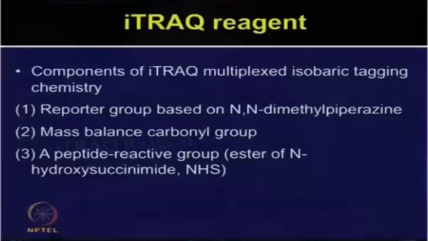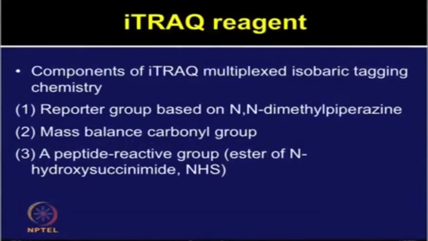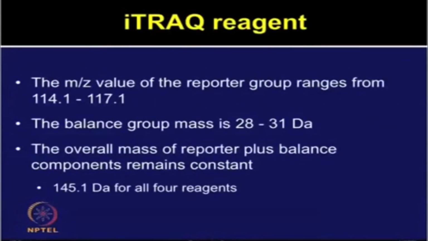in mass spec. As I briefly talked about, there are 3 major components of the iTRAQ reagent. One is the reporter group, which is based on N,N-dimethyl piperazine or DMP. Second is a mass balance carbonyl group, and third a peptide reactive group, which is an ester of N-hydroxysuccinimide, NHS. The mass to charge values of these reporter groups range from 114.1 to 117.1 if you are using a 4-plex reagent. The balance group mass is 28 to 31 Dalton. The overall mass of reporter plus balance components remains constant, so 145.1 Dalton remains for all the 4 reagents.